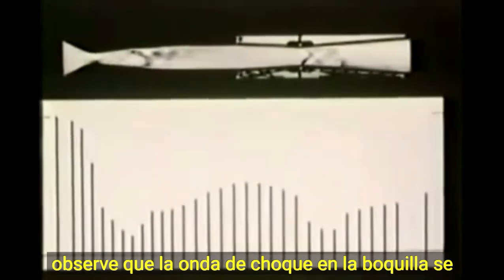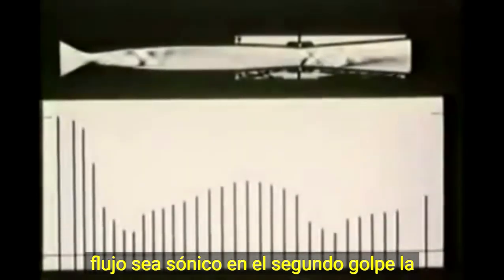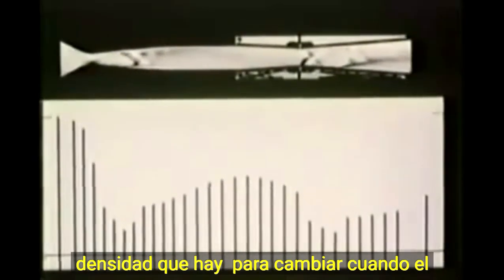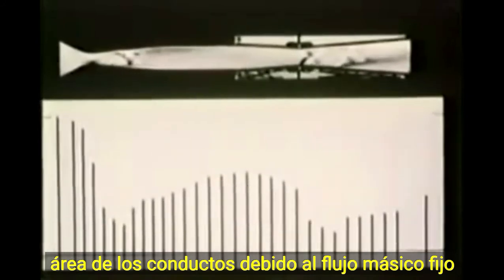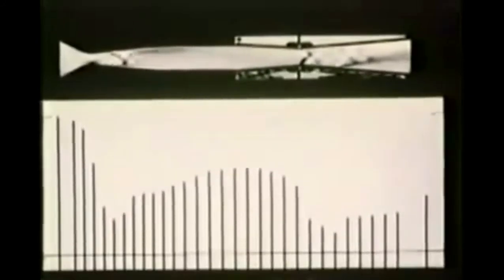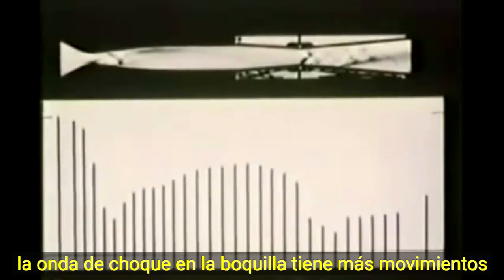Now let's use our second means of control over the flow by changing the area of the second throat while the channel is blocked. Notice that the shock wave in the nozzle is moving, even though the motion of the walls is hardly visible. As long as the flow is sonic at the second throat, the density there has to change when the area does, because of the fixed mass flow. The shock wave in the nozzle therefore moves, and the correct stagnation pressure and density through the second throat are maintained.